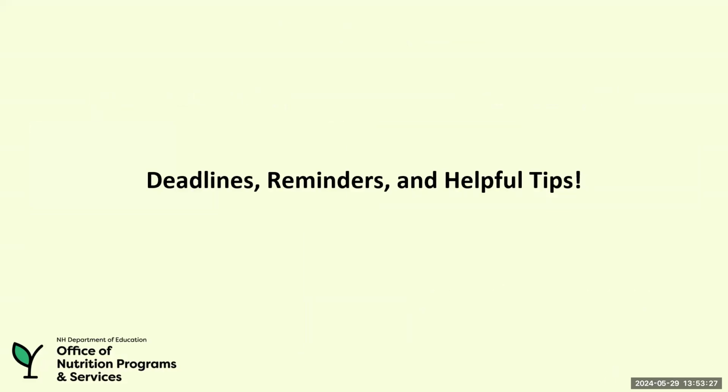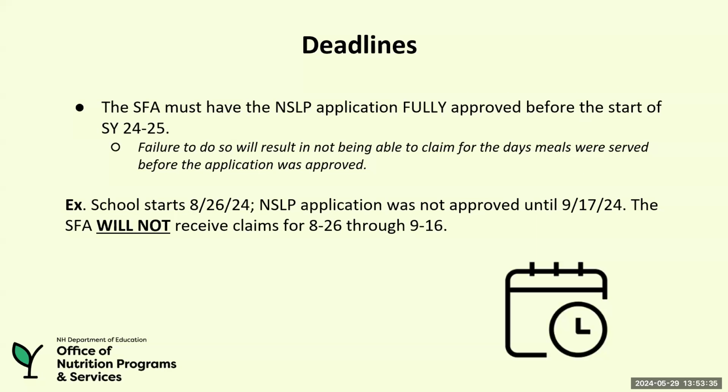All right, now we can move on to deadlines, reminders, and any helpful tips and tricks. The SFA must have the NSLP application fully approved by our office before the start of the school year. Failure to do so will result in not being able to claim for the days meals were served before the application was fully approved. So for example, if school starts on August 26th, but the NSLP application was not fully approved until September 17th, the SFA may not receive claims from August 26th to September 16th.